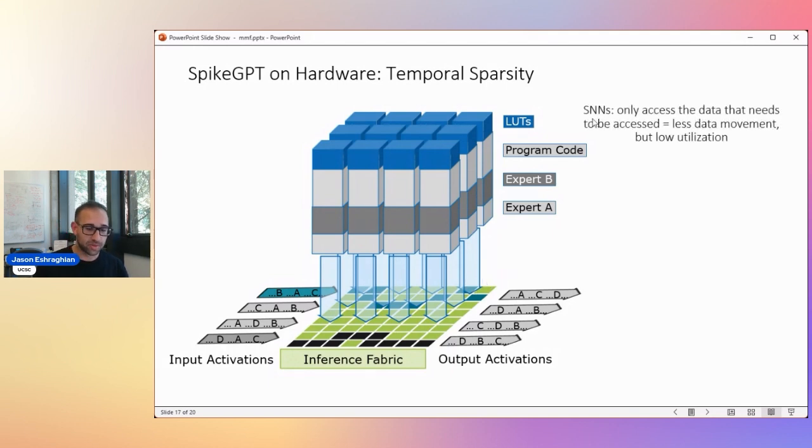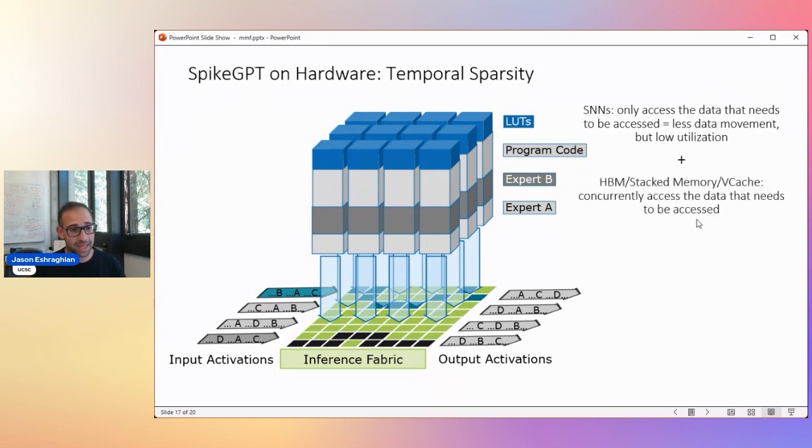SNNs refers to spiking neural networks. It's a big part of the work that we do in our lab, where you just have neural networks with a high level of temporal activation sparsity. In that case, you're only accessing data that needs to be accessed, so you have less data movement but low utilization. And hardware engineers and silicon guys hate to see low utilization. They don't want things there that aren't being used.